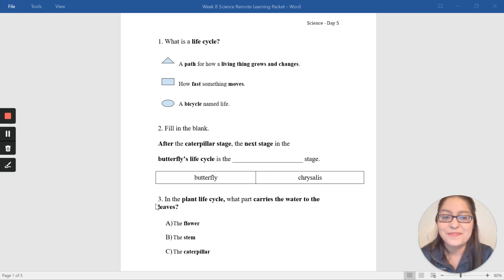Put your finger on number 3. All right, in the plant life cycle, what part carries the water to the leaves? Ooh. Put your finger on A. Is it the flower? Put your finger on B. Is it the stem? Or put your finger on C, the caterpillar. So in the plant's life cycle, what part carries the water to the leaves? Go ahead and circle. All right, great job, scholars.